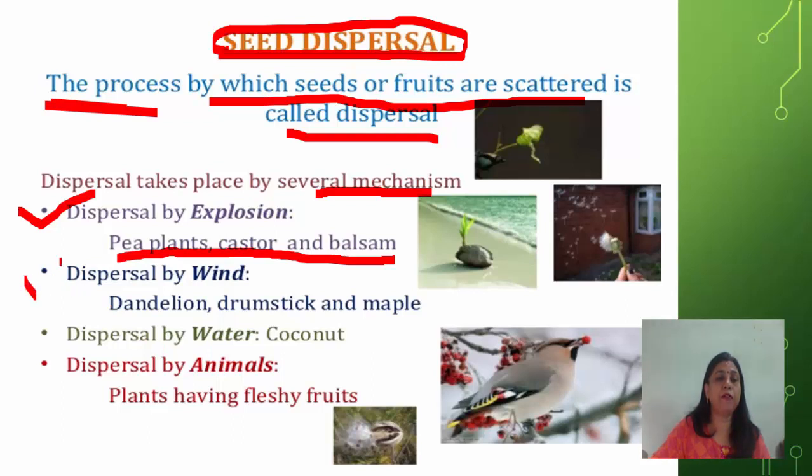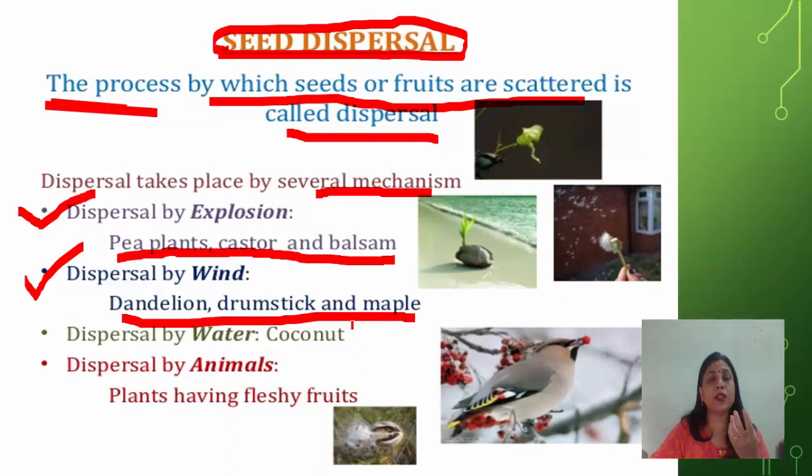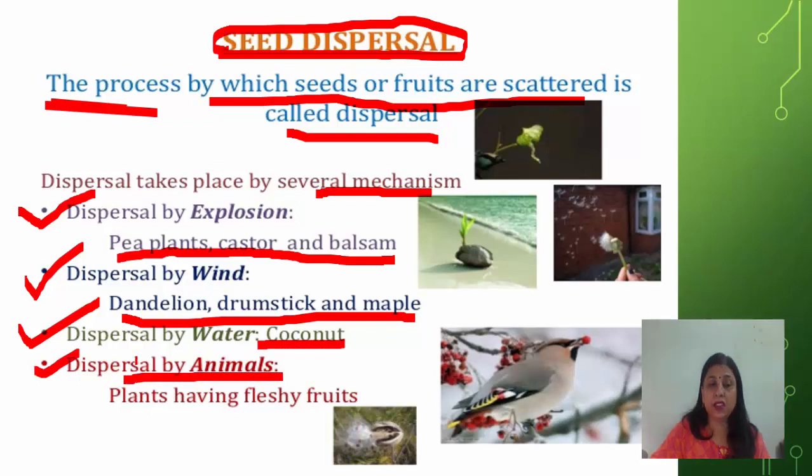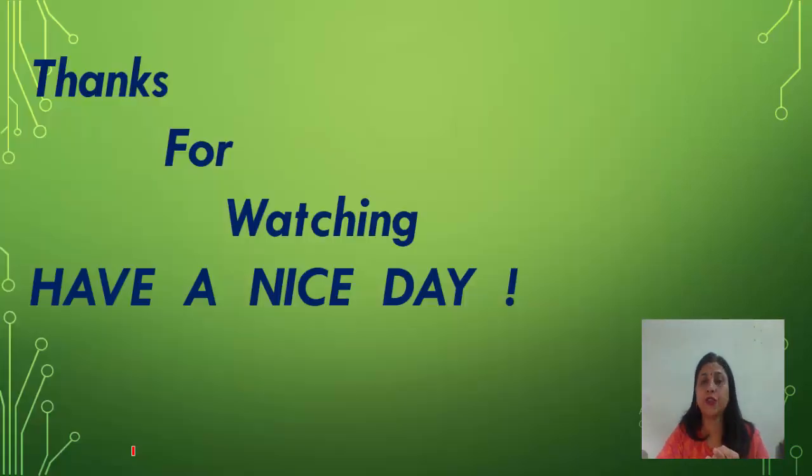Next is dispersal by wind. This takes place in dandelion, drumstick and maple. Means once the fruit is matured, it dries up and the seeds come out and they are blown up by the wind. Next is dispersal by water as in the case of coconut and last is the dispersal by animals. These type of seeds which are dispersed by animals usually have fleshy fruits. So this seed dispersal is the process by which seeds or fruits are scattered. Okay. Now this is all for sexual reproduction.